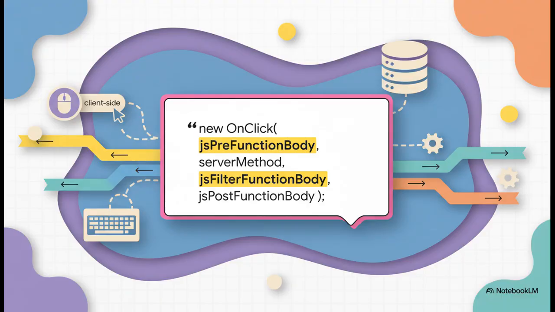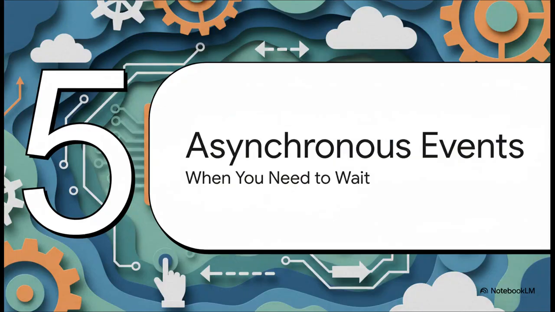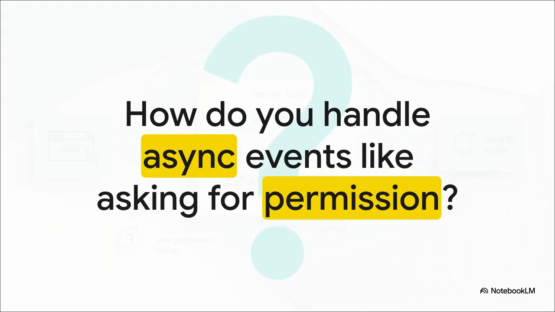How cool is that? But what happens when life gets complicated? The real world isn't always so neat and tidy. Sometimes your code on the client side just needs to wait for something before it can even think about talking to the server. Let's check out how wffweb handles that curveball. So just imagine this scenario. A user clicks a button to get notifications. The browser has to pop up that little dialog box and just wait. The user has to click Allow or Block. Our normal gatekeeper approach of return true just won't work here because we don't have an answer right away.